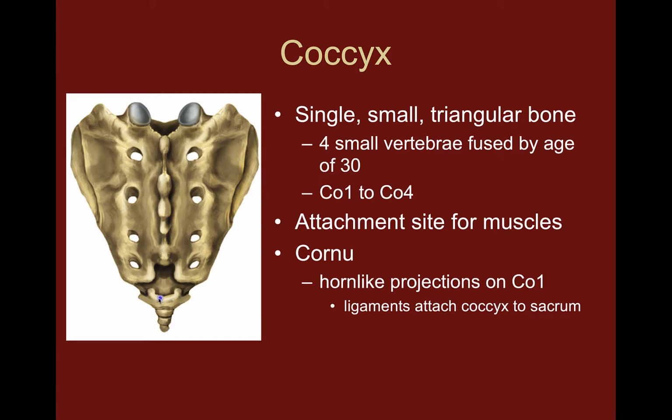And last but not least is our coccyx. Our coccyx, remember, is 4 small vertebrae. They end up fusing by the age of 30. They are an attachment site for muscles, and they have these little horn-like projections coming off of coccygeal vertebra 1 called cornu, or cornua for plural. And this is where ligaments will attach up to our sacrum.